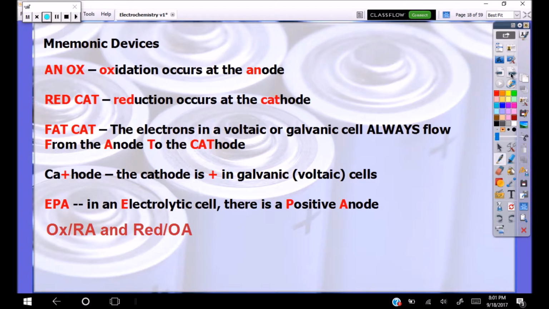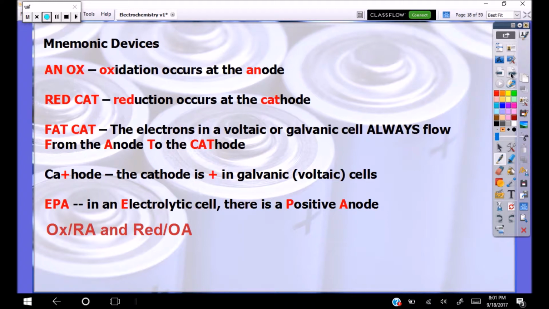Another way you can remember is that the cathode is always positive. So the T is your plus sign, your positive sign. And then when we get to electrolytic cells, we've got EPA. In an electrolytic cell, there is a positive anode.